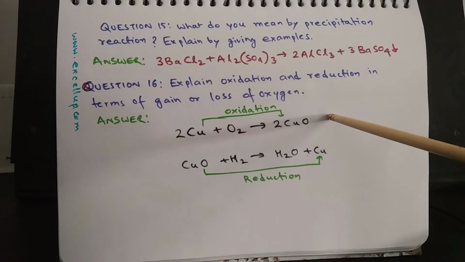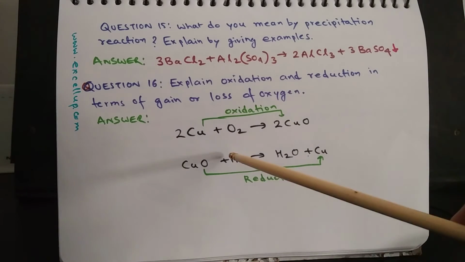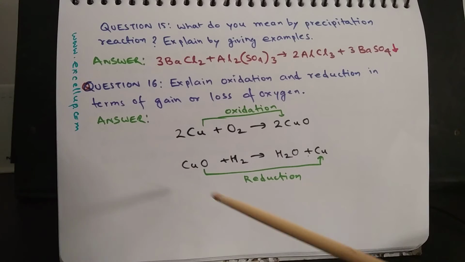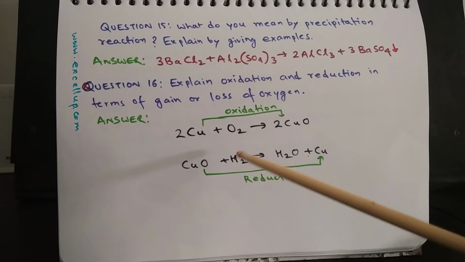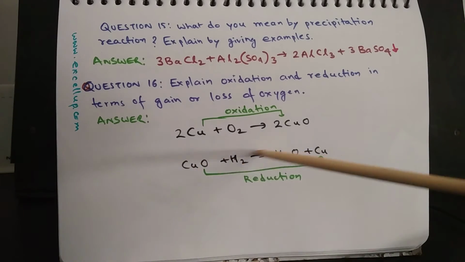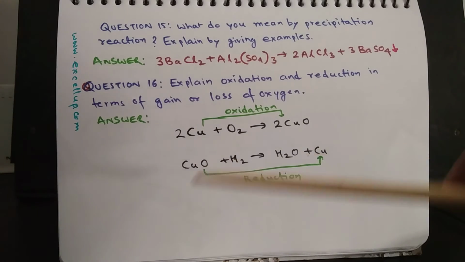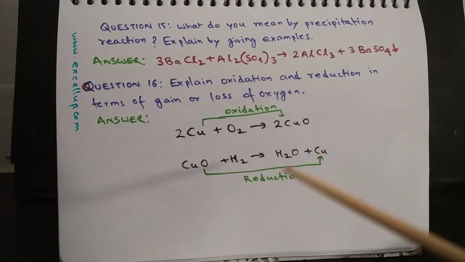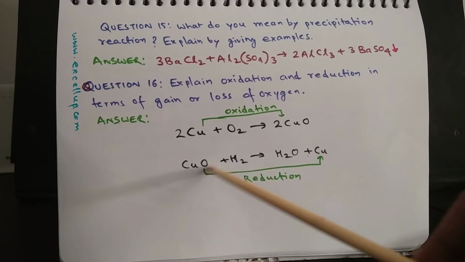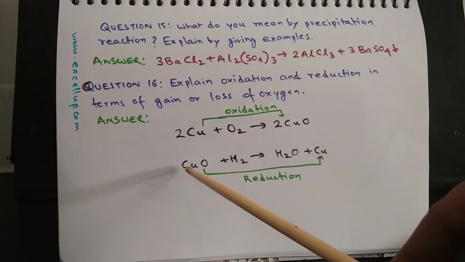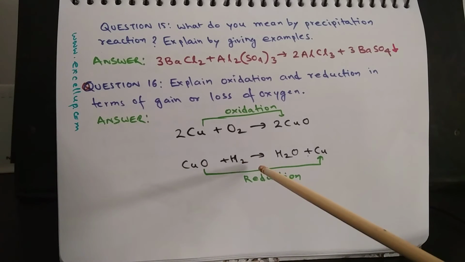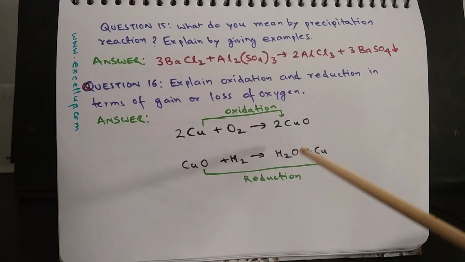And when this copper oxide reacts with hydrogen, what happens? Oxygen gets separated. So hydrogen is displacing. It is also an example of displacement reaction. So you get copper, and hydrogen combines with oxygen to give water. So the equation is CuO plus H2 is equal to H2O plus Cu.